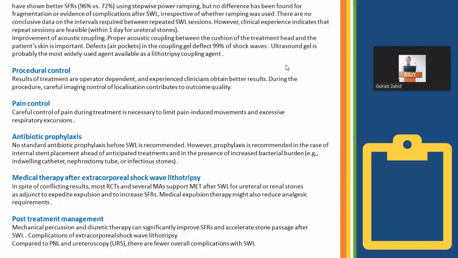Antibiotic prophylaxis. No standard antibiotic prophylaxis before SWL is recommended. However, prophylaxis is recommended in the case of internal stent placement ahead of anticipated treatments and in the presence of increased bacterial burden, that is, indwelling catheter, nephrostomy tube, or infectious stones.